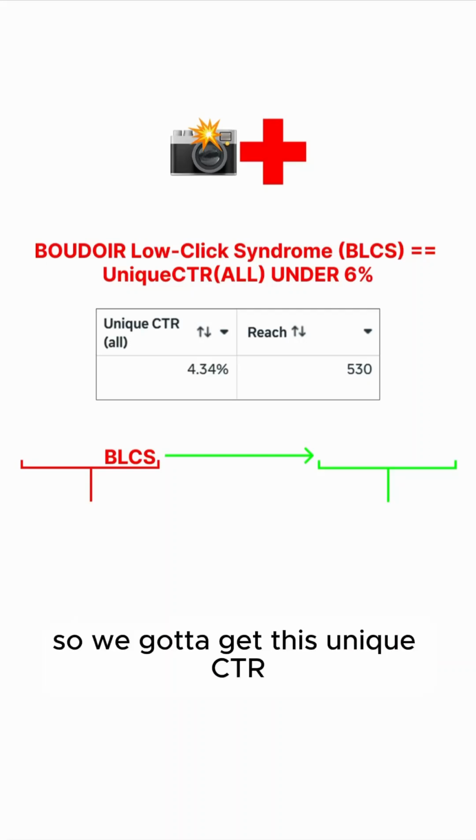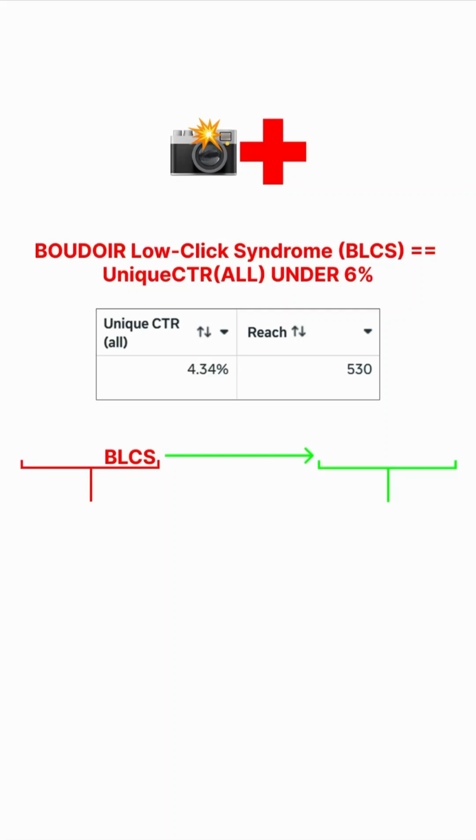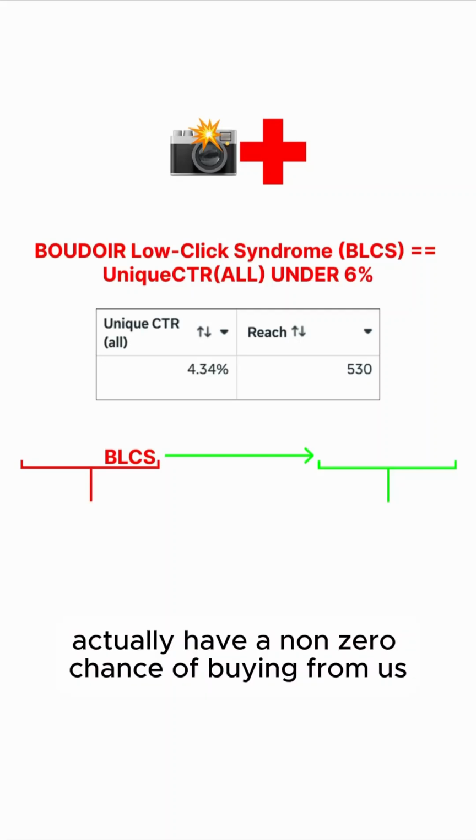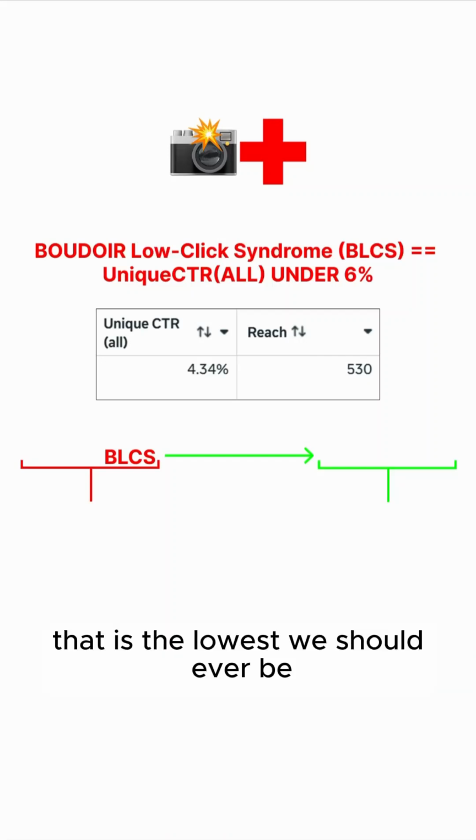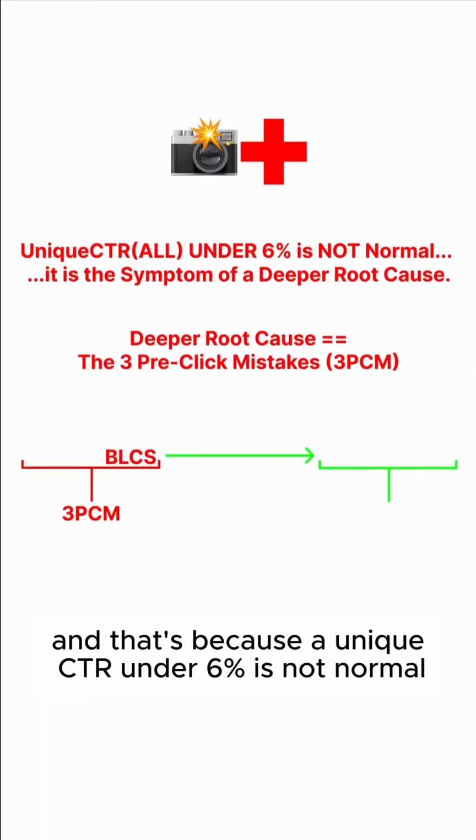So we gotta get this unique CTR number up as high as possible, so we maximize the number of women who actually have a non-zero chance of buying from us, and we got to get above 6%. 6% is literally the minimum. That is the lowest we should ever be, and that's because a unique CTR under 6% is not normal.